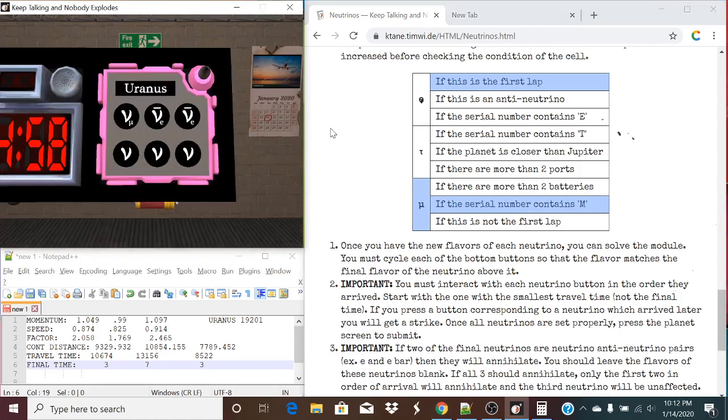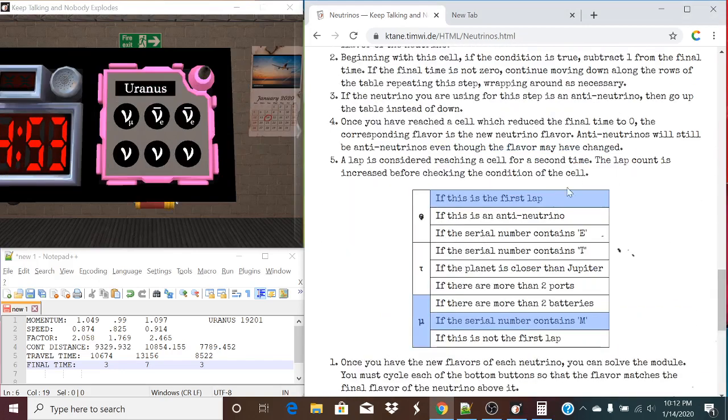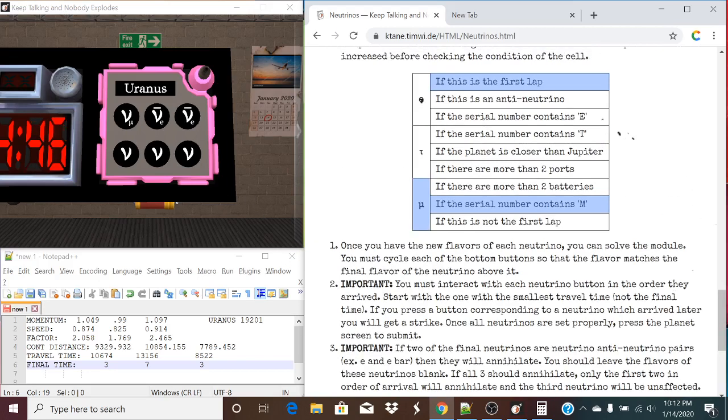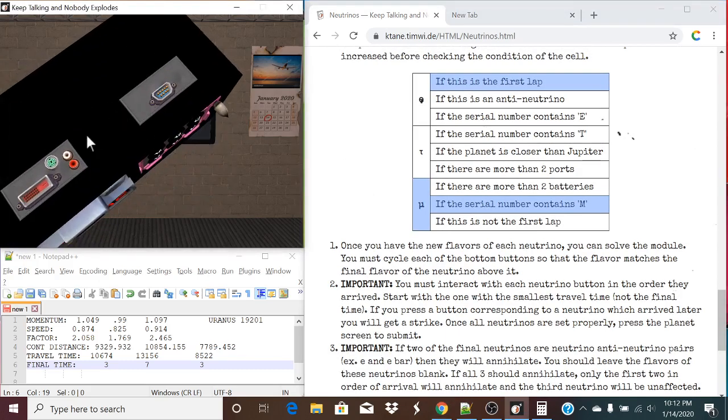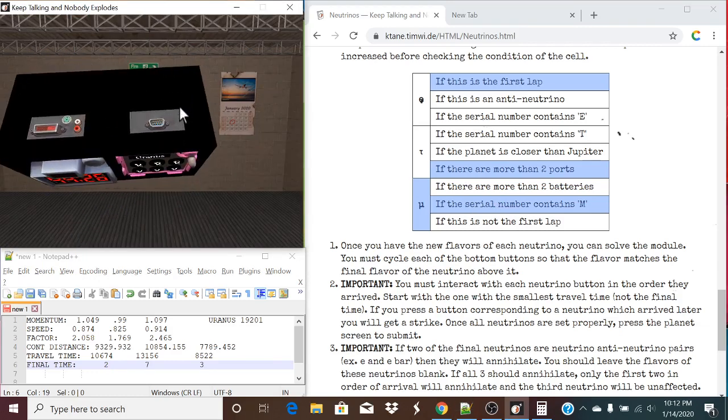If the planet is closer than Jupiter, and what it means by closer is closer to the Sun than Jupiter. Uranus has a farther distance than Jupiter, so that is not true. If there are more than 2 ports, we've already discerned that, so yes, that condition applies and we subtract 1, meaning a 2. Continuing down the list, are there more than 2 batteries? No, there's exactly 1, so no.